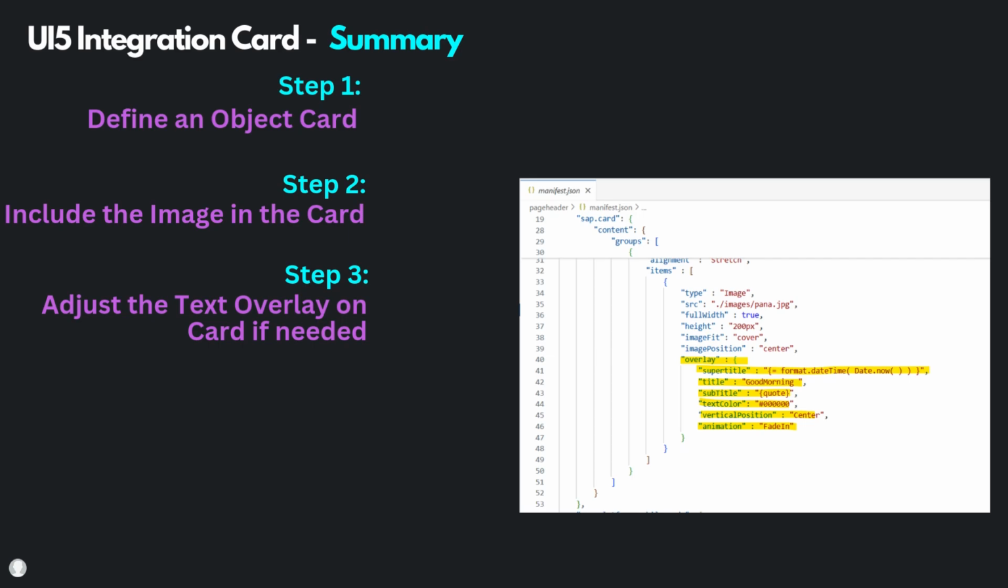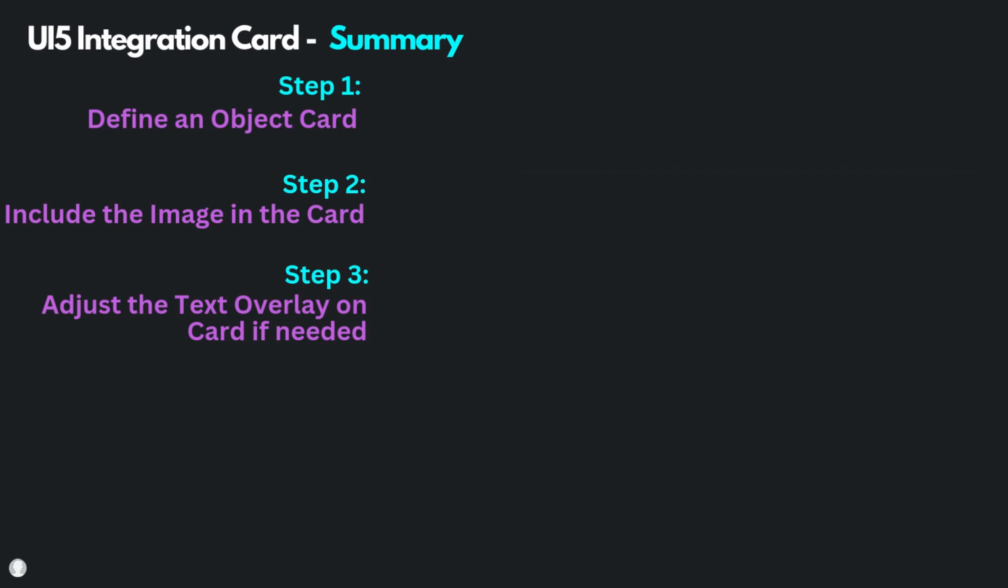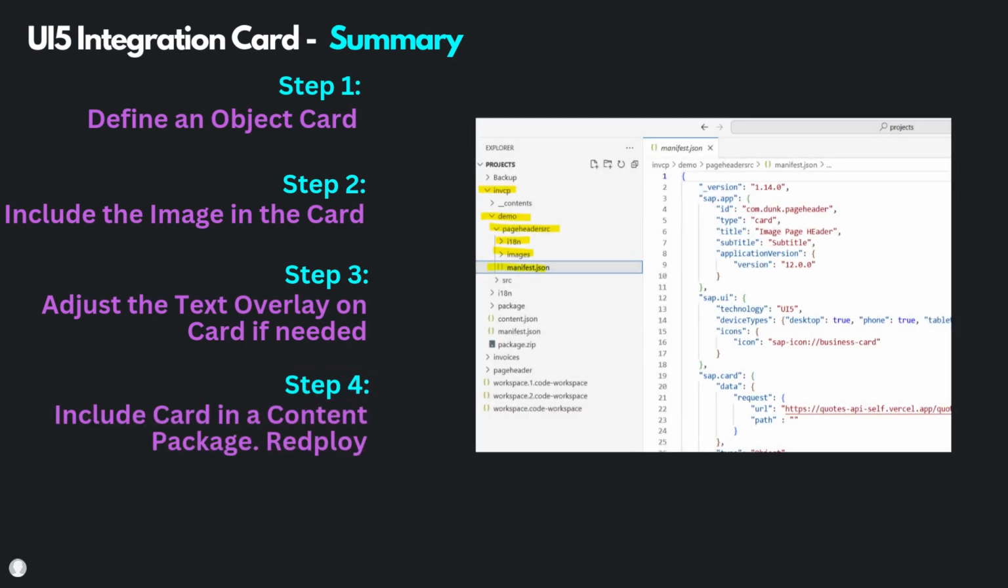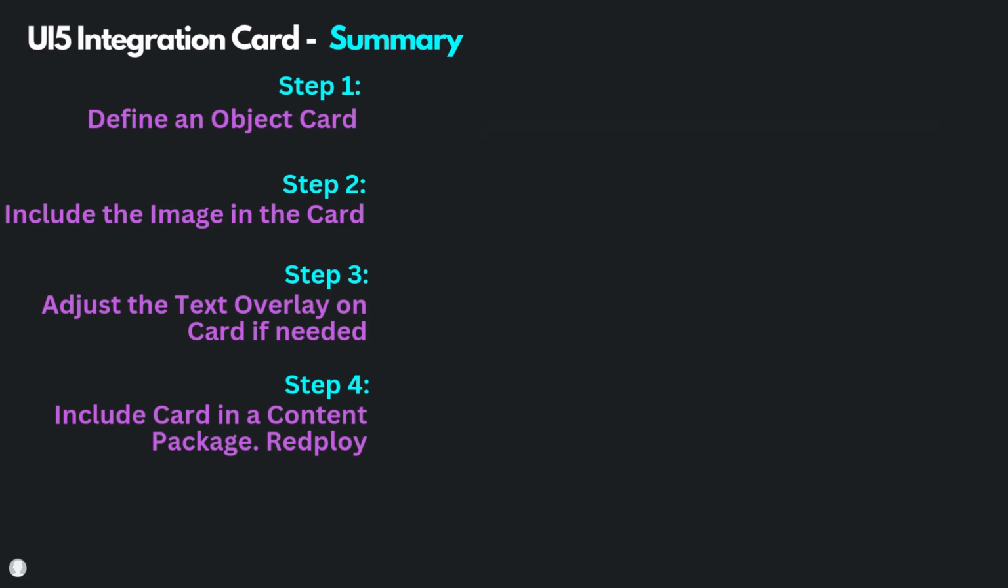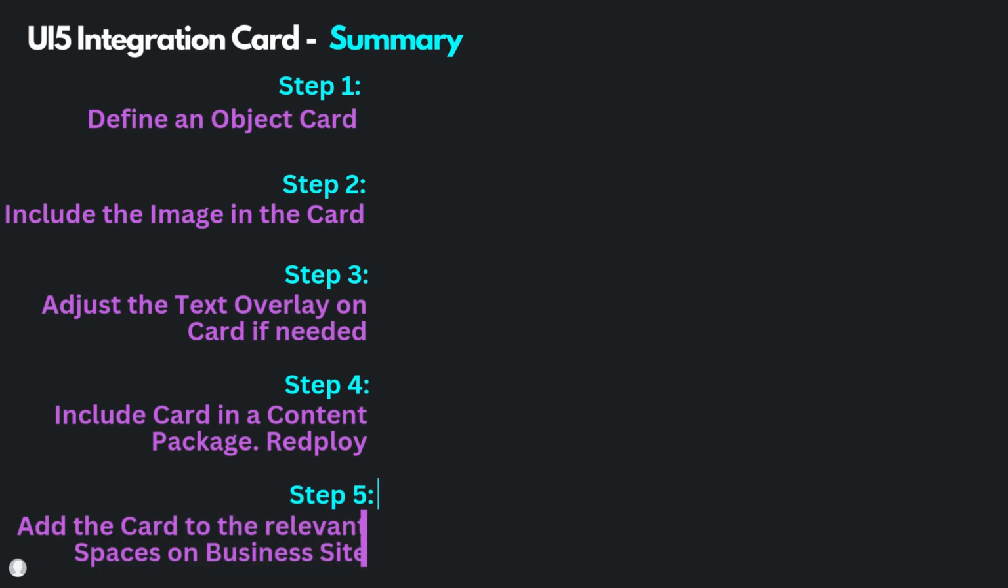And here again, you can be creative and include useful information such as the date and time and any other messages that you would like to give out. The fourth step would be to package this card into a content package and deploy this particular content package in your content manager. Once it's available in the content manager, you can go ahead and add it in the relevant space on your business site.